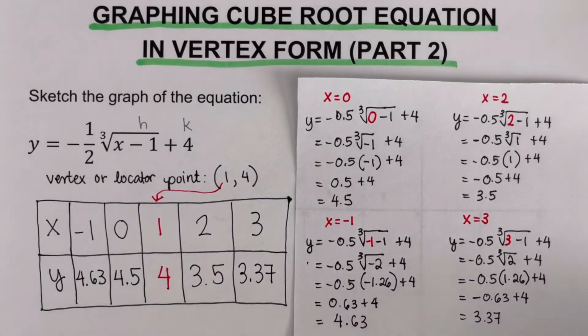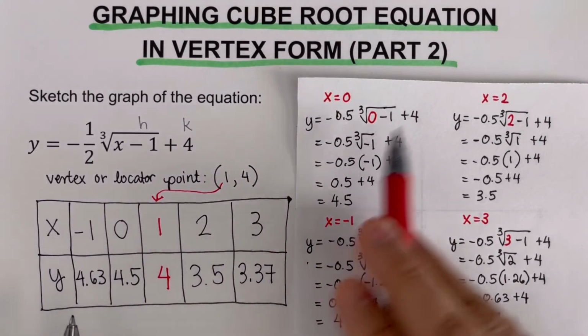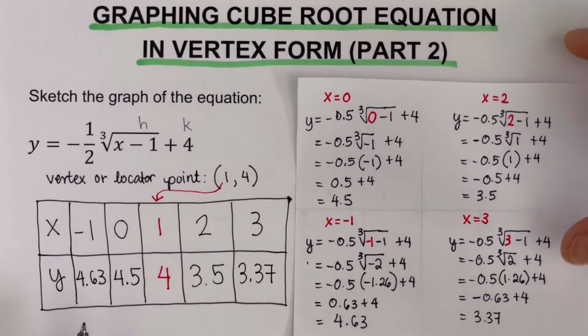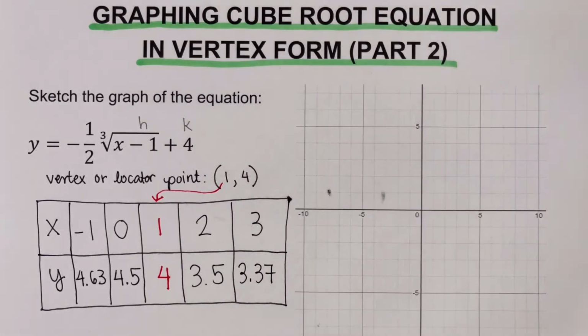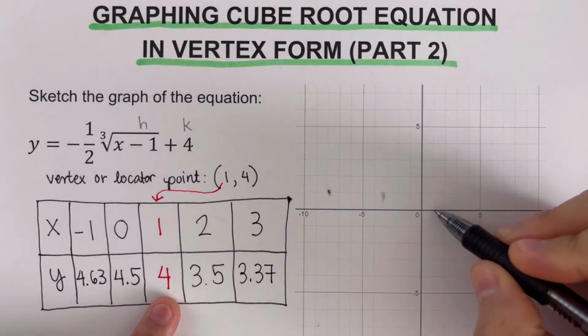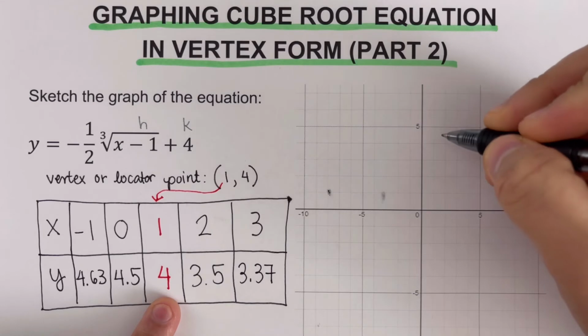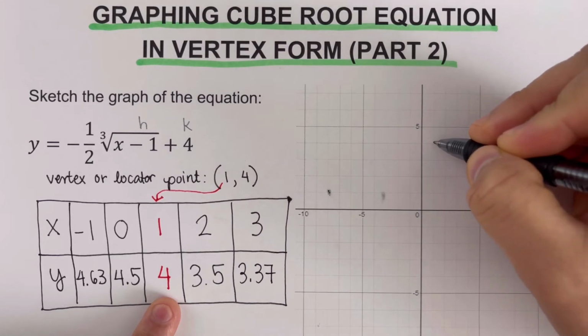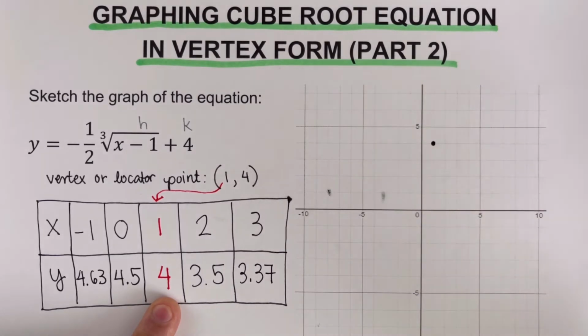Okay, so we have completed the table of values, and these are the works that we have right here. And what we are going to do next is to sketch the graph of this equation. So we're going to start with the vertex or the locator point. That would be on 1, and it goes to 4. So it's going to go up here. So this is our first dot.